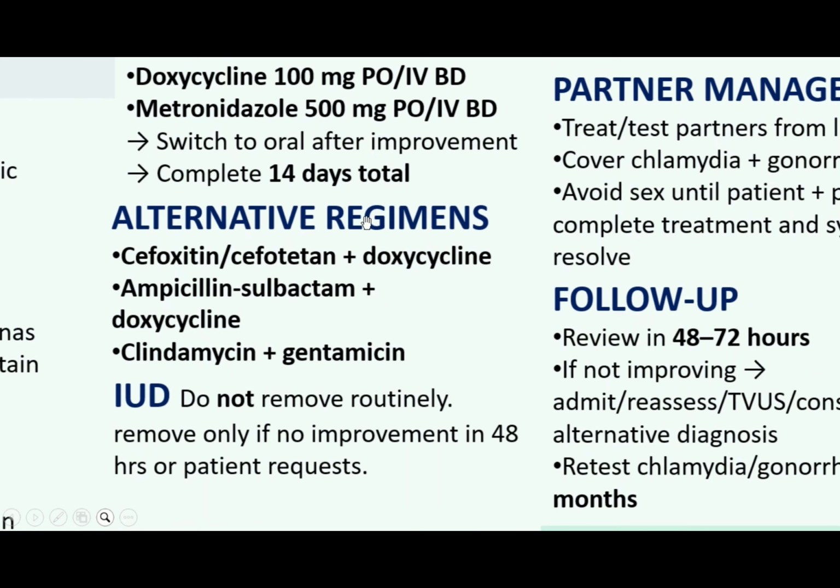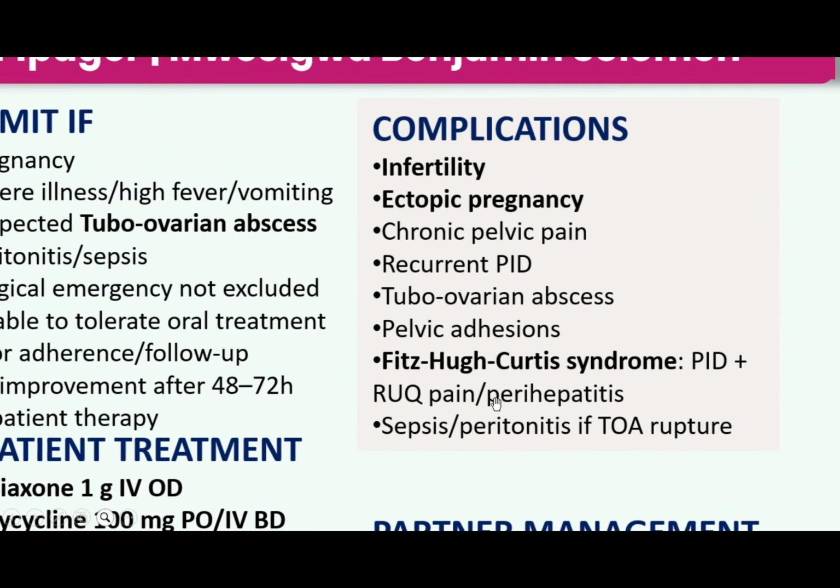So we have alternative regimens, and these may vary a bit depending on the guidelines in the area, but you should know that there are other alternative regimens. Some of the things that are done is that we can use cefoxitin or cefotetan, we can use ampicillin-sulbactam and doxycycline, as well as clindamycin and gentamicin. But the rule is you want to cover for chlamydia, gonorrhoea, as well as anaerobes at all times. If they have an IUD, most of the time it's not routinely removed if it's not severe. But if you give the management 48 hours and there's no improvement, then you can consider removing that IUD. Or if your patient asks you to remove it, then you can go ahead and remove the IUD.